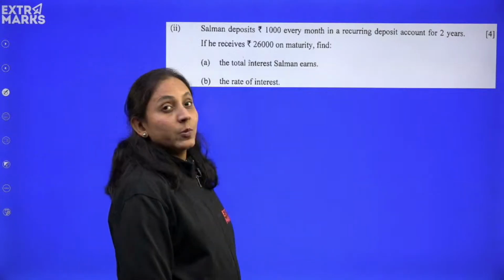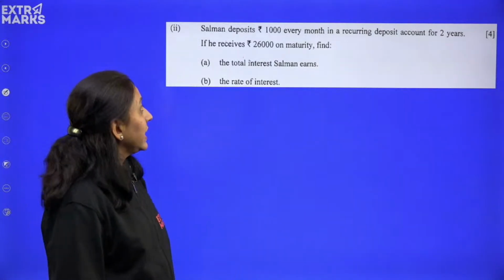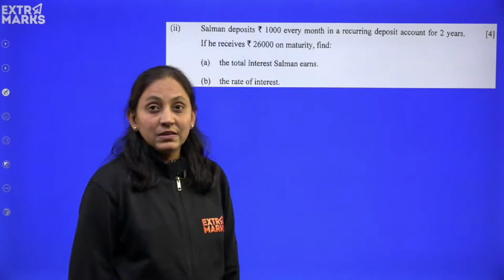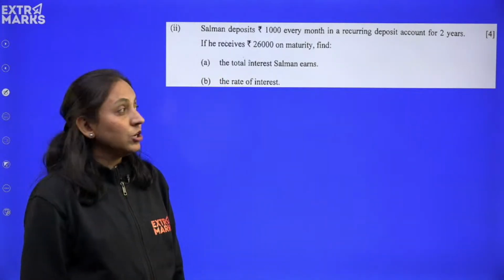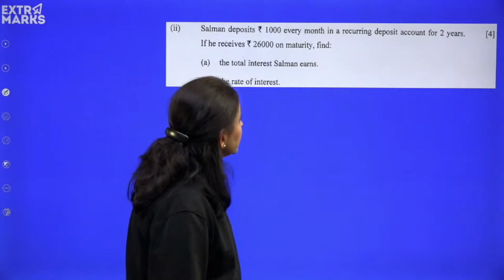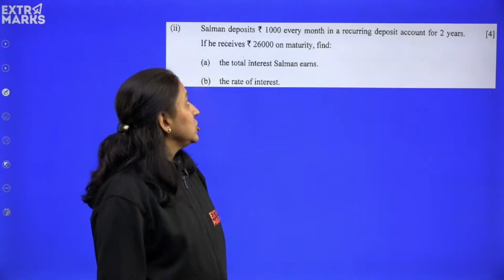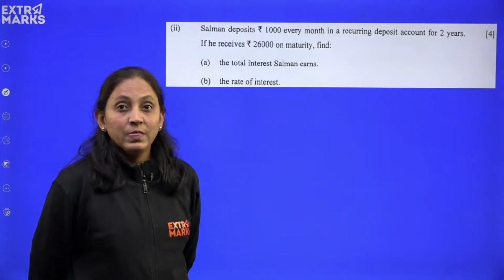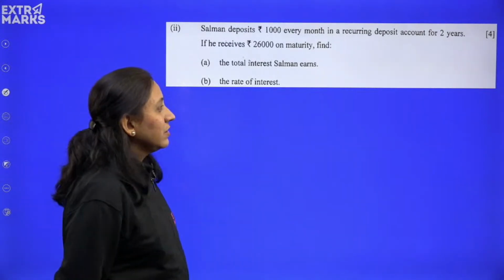Okay, the second sub question of question 2. It says that Salman deposits 1,000 rupees every month in a recurring deposit account for 2 years. If he receives 26,000 on maturity, find the total interest Salman earns and find the rate of interest.